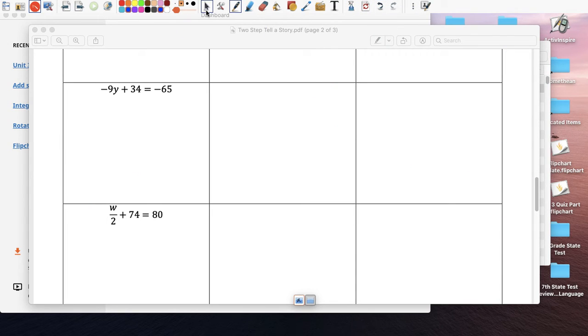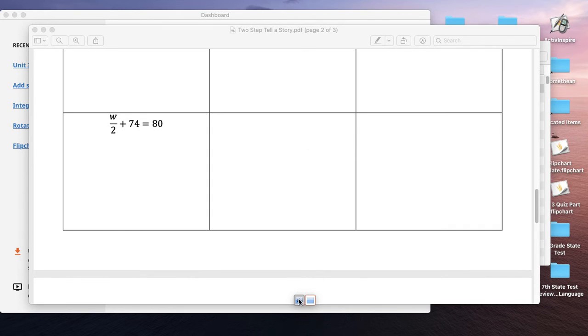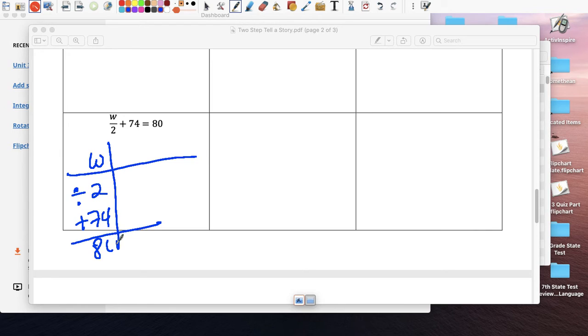Last question. Here's my variable. What's my variable? My variable is w. Right, what's happening to w? It's being divided by 2, and then plus 74. That's going to give me an 80. Inverse operation is minus 74, and then times 2. So w over 2 plus 74 equals 80.